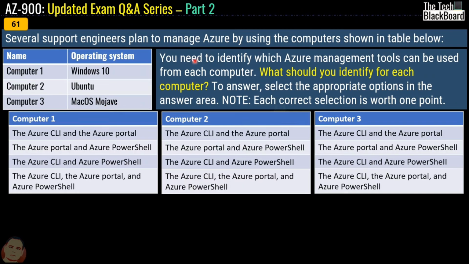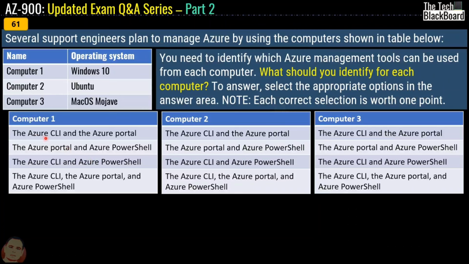Further, the question says that you need to identify which Azure management tool can be used for each computer. What should you identify for each computer? To answer, you have to select the appropriate option in the answer area. And of course, you are already noting that each correct answer is worth 1 point. So here you are given options for each computer, and you have to choose one option for each computer. For each computer, the options given are the same.